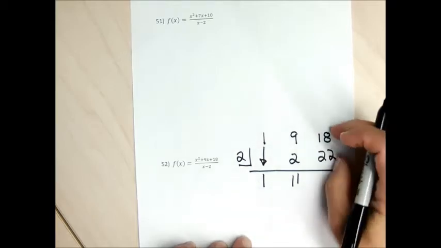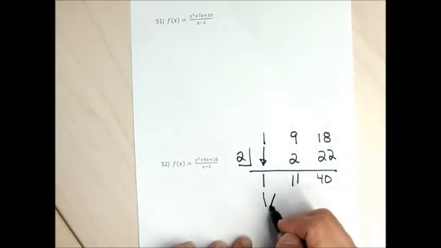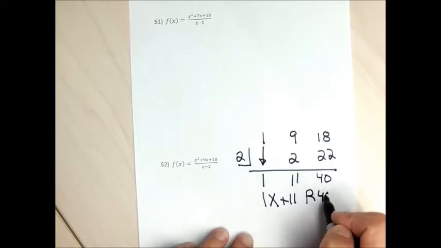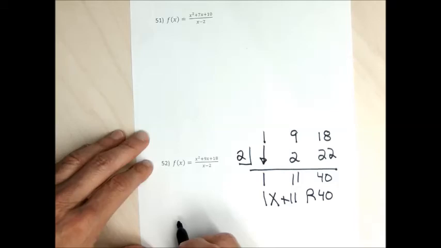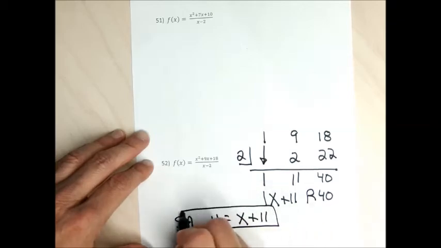The numbers have the same signs, so I add them. 22 plus 18 is 40. The result of my synthetic division is going to be 1x plus 11, remainder of 40. The answer to number 50, the slant asymptote, is going to have the equation y equals x plus 11. Don't need to include the remainder in the slant asymptote.